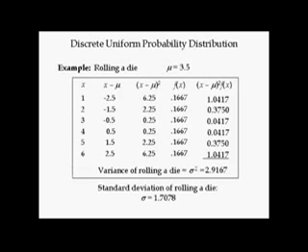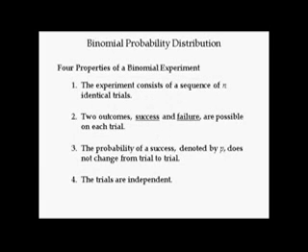The standard deviation is just the positive square root of the variance. The standard deviation of rolling a die is 1.7078. The binomial probability distribution is a common discrete probability distribution function.